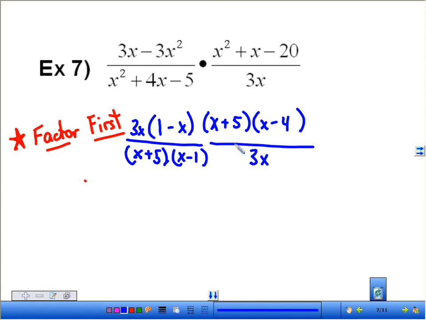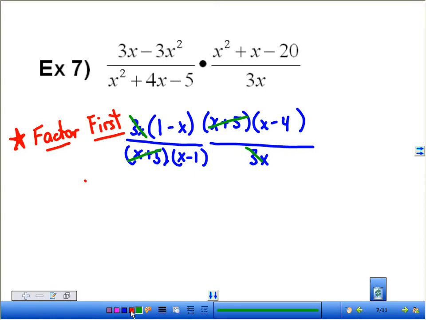The numerators are multiplied across, the denominators are multiplied across, and now I can divide common factors. Here's x plus 5 and x plus 5 on the bottom. That equals 1. Now we have 3x and 3x. 3x divided by 3x is 1. Now we've got something a little bit different here. There's a 1 minus x on top and an x minus 1 on the bottom.